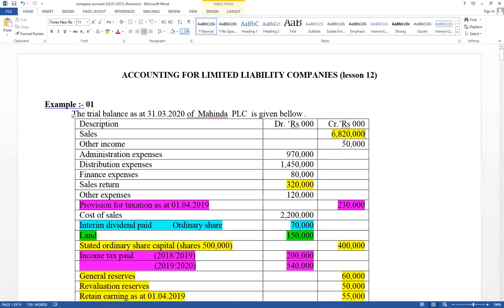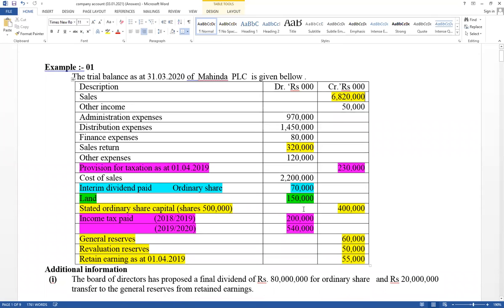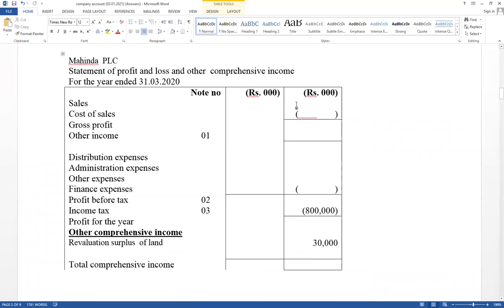Then other income equals 50,000. And expenses are also given. And cost of sales is given, 2.2 million. Those should be included in the statement of profit and loss and other comprehensive income. Right, record it. The correct sales value equals 6.5 million. This one minus this one. Income statement, last column. As sales, 6.5 million.